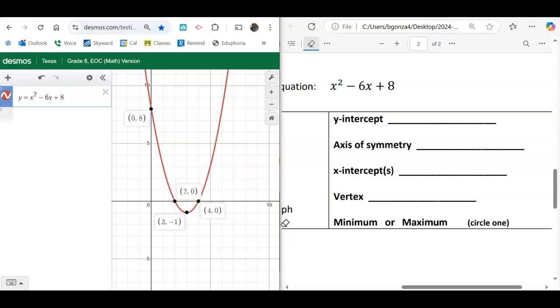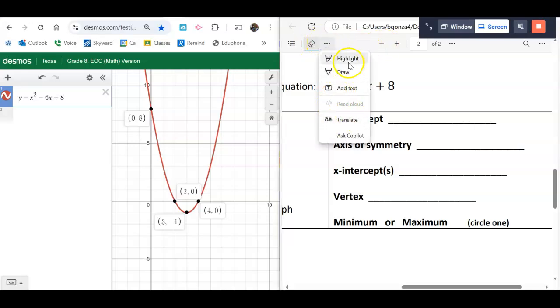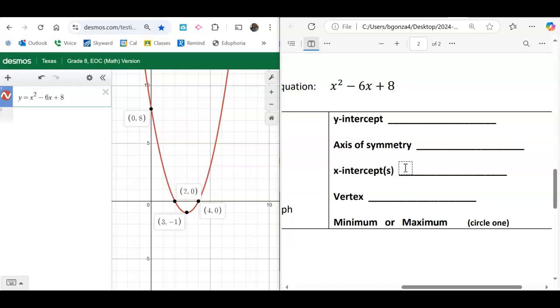So out of those dots, which one is the y-intercept? Is it this one? This one? This one? Which one? Say it. Is it this one? Who can tell me the y-intercept? It's on this y-axis. Thank you. 0, 8. So write that in, please.